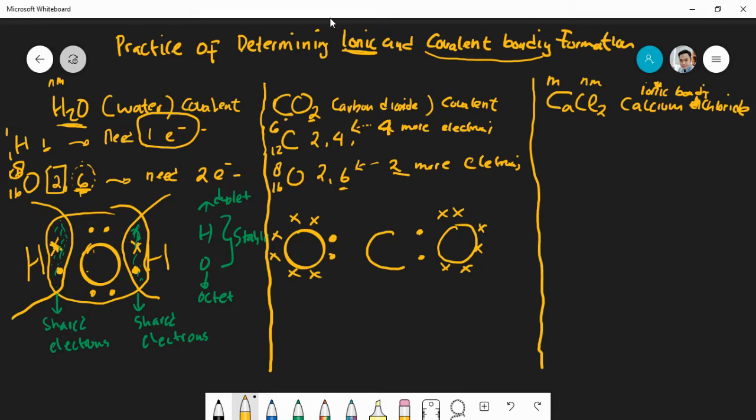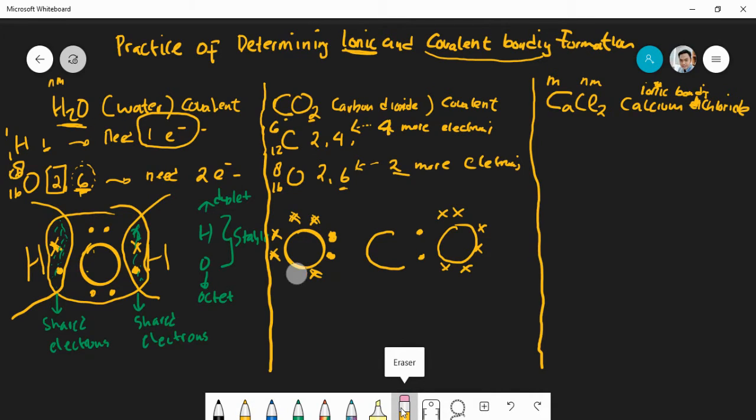Now, you can see the oxygen already has an octet because it's 1, 2, 3, 4, 5, 6, 7, 8. But the carbon still has only 4 electrons. It needs 4 more electrons. So what can you do? Well, now it's time for the oxygens to also share their electrons.